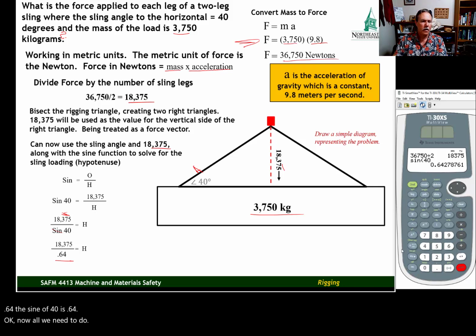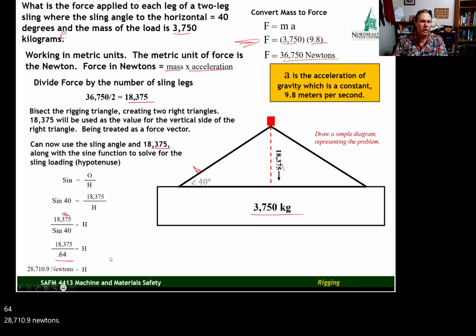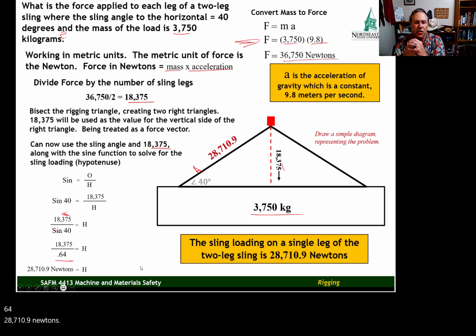is take 18,375 and divide it by 0.64. 28,710.9 newtons is the sling loading on a single leg of this two-leg sling.